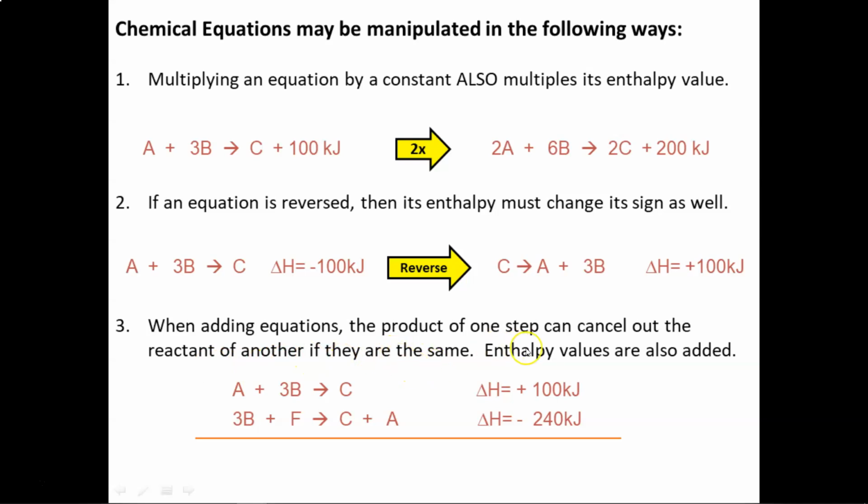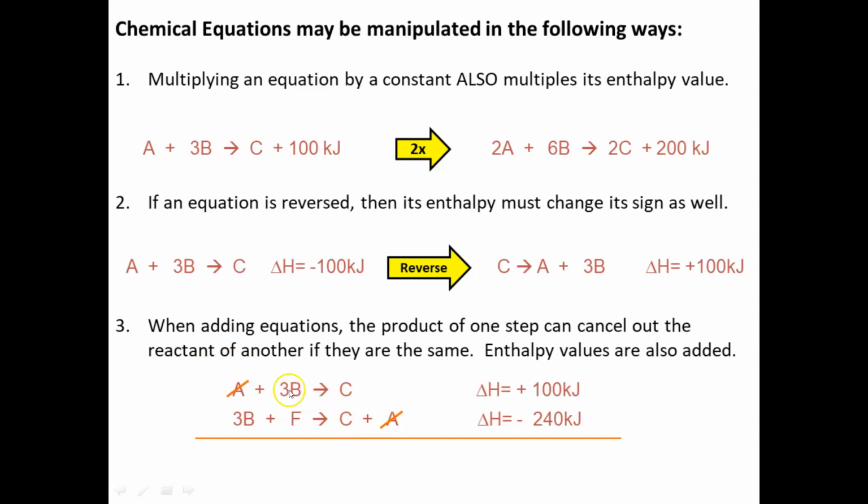When adding equations, the product of one step can cancel out the reactant of another if they are the same. And then, of course, in those cases, enthalpy values can also be added. So for instance, A is a reactant, but A is also a product. So that means A didn't really participate in the reaction. It started off as A, it ended off as A, nothing really happened to it. So I can cancel them out.